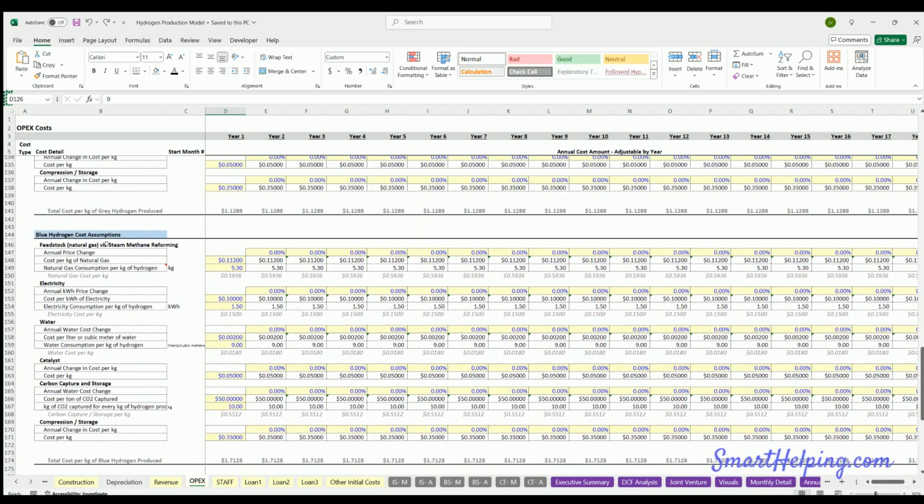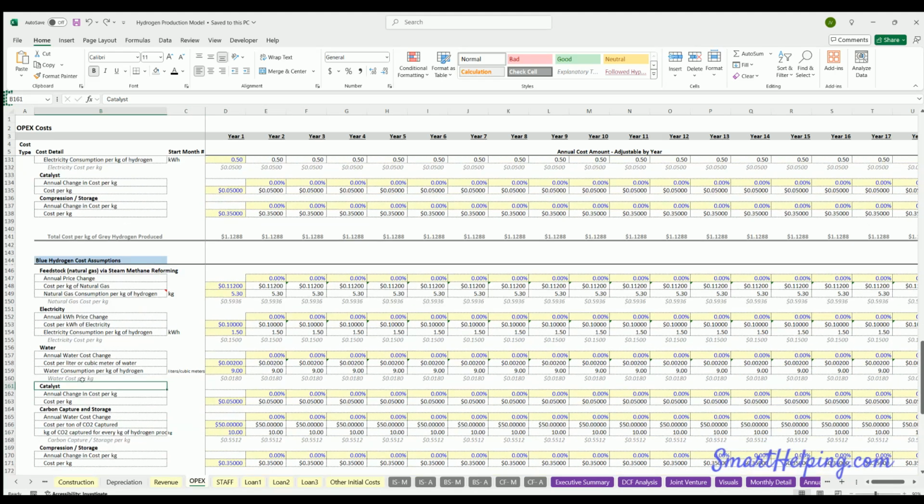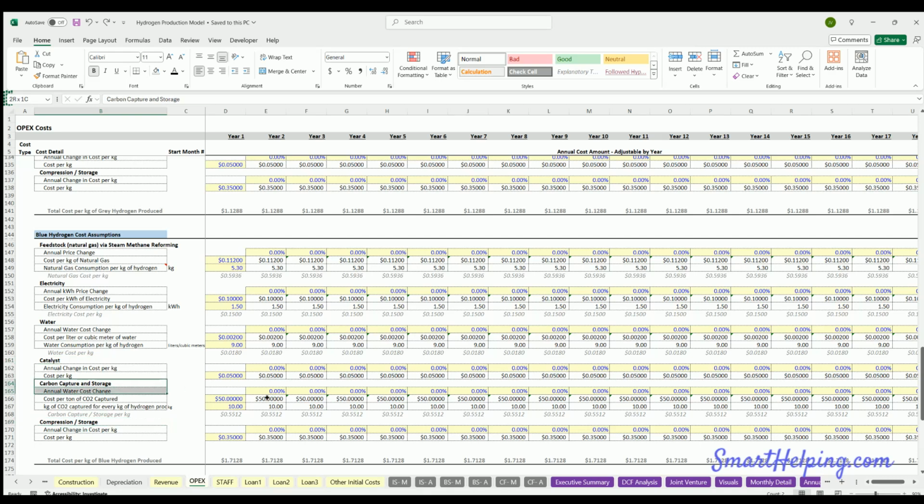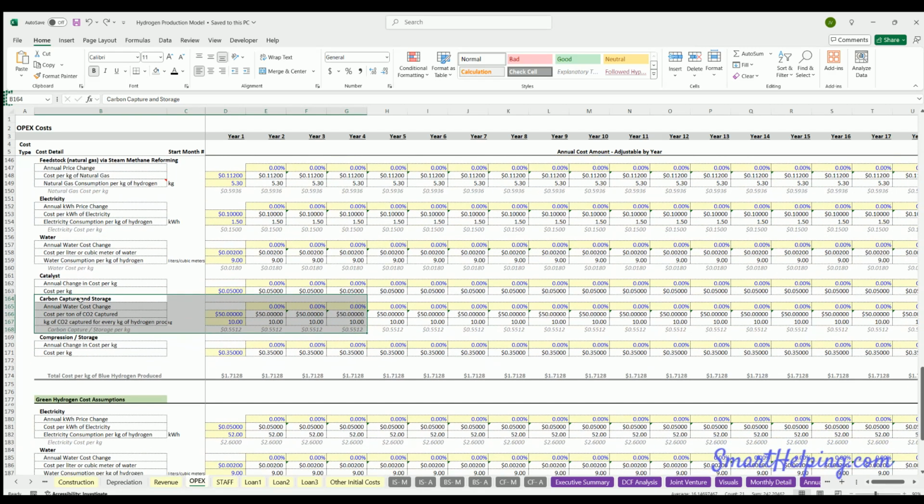Blue hydrogen, a little bit different, mainly because of this carbon capture storage area. But the other parts, so it's going to take natural gas as feedstock, similar as above, electricity, water, a catalyst, and then we also have compression storage. But this other one is new, carbon capture and storage, so you're saying how many kilograms of CO2 is captured for every kilogram of hydrogen produced.